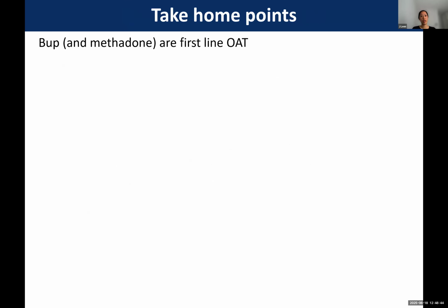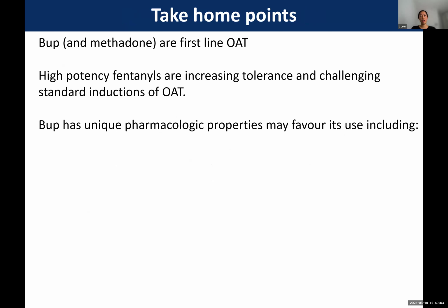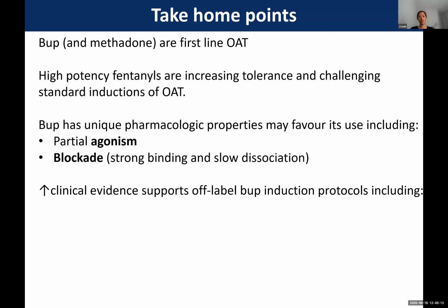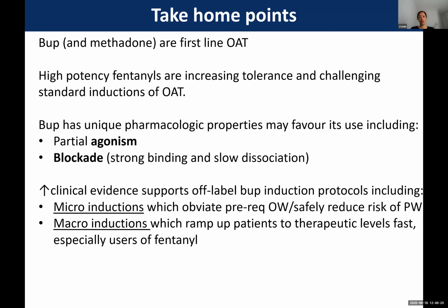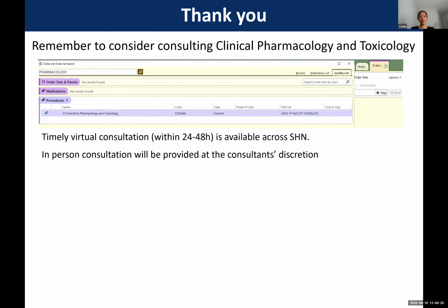So the take-home points are that buprenorphine and methadone are first-line therapies for opioid use disorder. The high-potency fentanyls are changing our understanding of how we should be inducing these patients because of their high tolerances. Buprenorphine has unique pharmacologic properties that favor its use, specifically the partial agonism and the blockade. And there's increasing clinical evidence that supports off-label inductions, either micro-inductions or macro-inductions. These strategies are promising to get patients onto treatment and retain them in treatment. So that's the end of my talk.